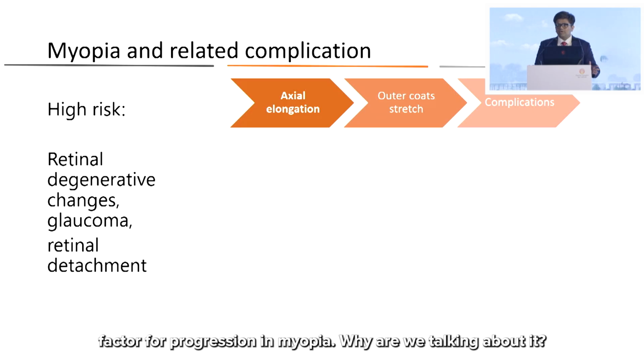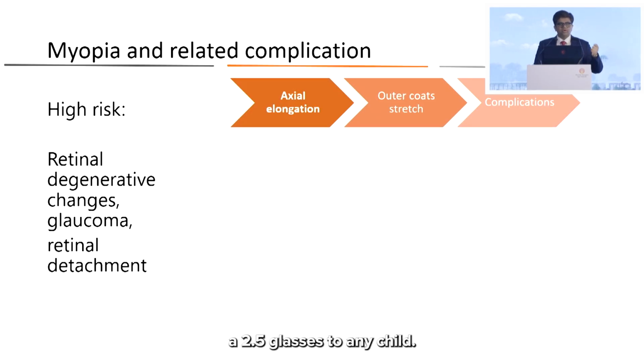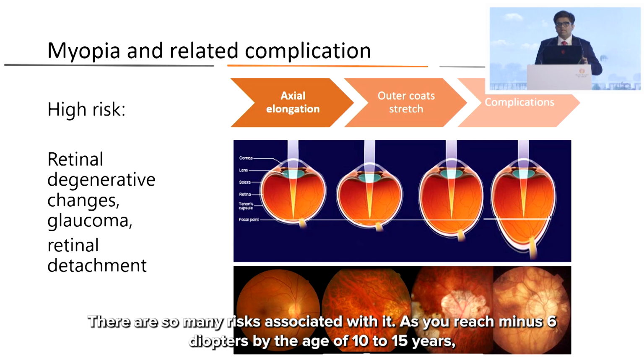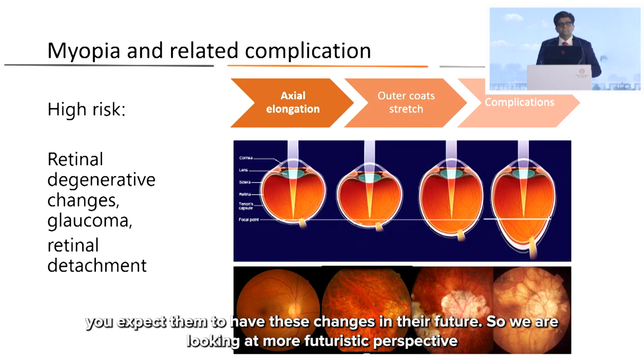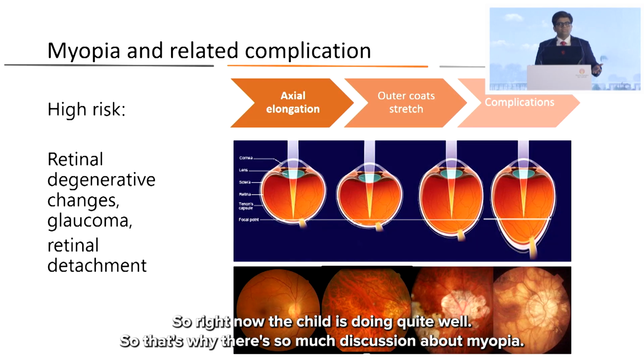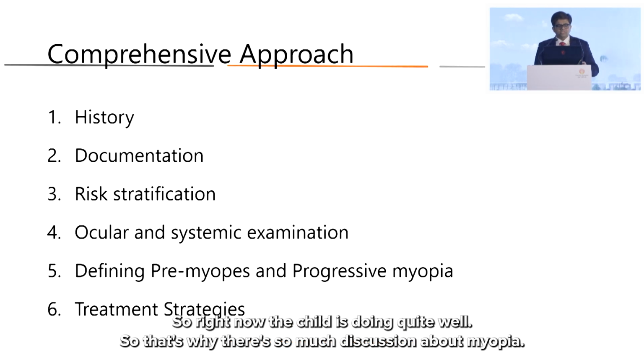Why are we talking about it? Like I said, it's no longer just giving a 2.5 glasses to any child. There are so many risks associated with it. As you reach -6 diopters by the age of 10 to 15 years, you expect them to have these changes in their future. So we are looking at a more futuristic perspective, and whenever we look at the child, we try to think about what is going to happen 20 years, 30 years down the line. Right now the child is doing quite well. So that's why there's so much discussion about myopia.